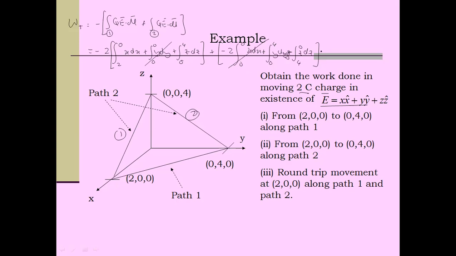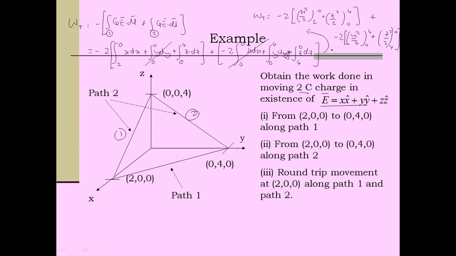So if we proceed with these results for the total work, that will give us negative 2, with the integration for that equal to x squared divided by 2 from 2 to 0 plus z squared divided by 2 from 0 to 4. Okay, that's for route number 1, plus for route number 2 will be negative 2 times the integration of y squared over 2 from 0 to 4 plus z squared divided by 2 from 4 to 0. Okay, so that should be a summation of the total work.